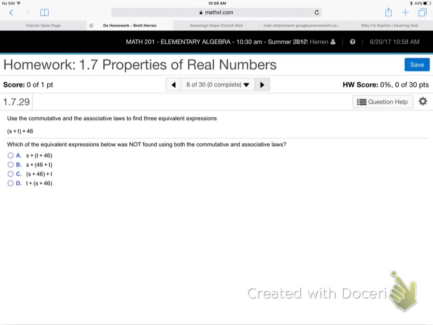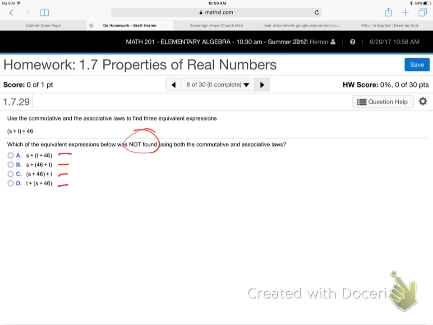All right, so this one they're saying use the commutative and the associative laws to find 3 equivalent. In other words, long story short, find the one that has not used the associative and commutative laws. Let me say that one more time. One of these 4 has not used both laws. The other 3 have used both laws. What laws? Commutative, what does commutative do? Switches the order. And associative, what does associative do? Moves the parentheses to associate a different 2 together than the original.